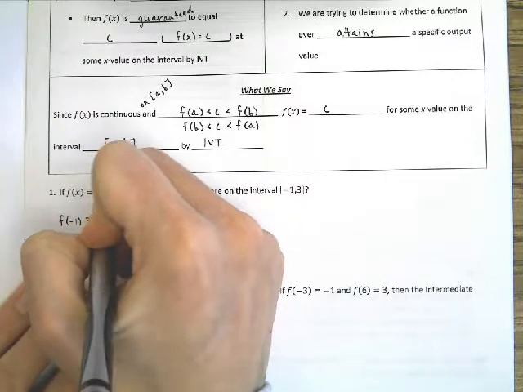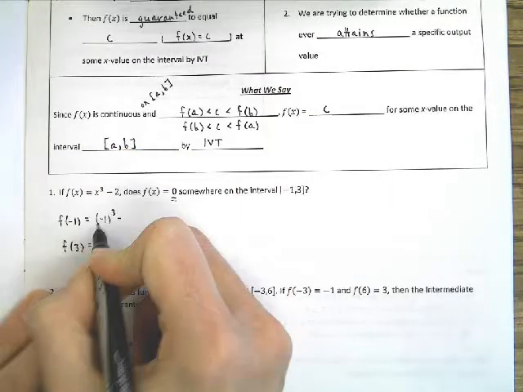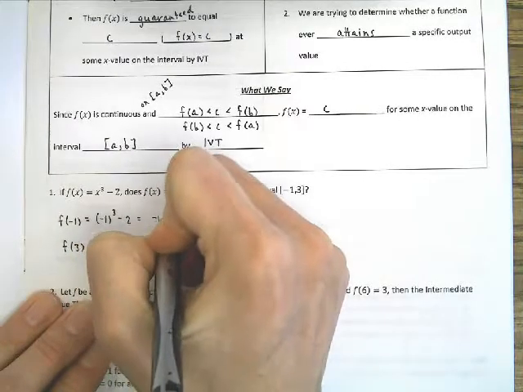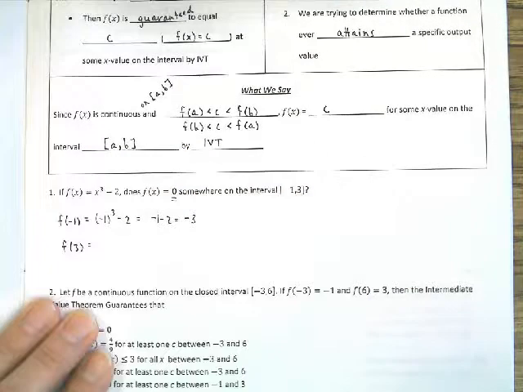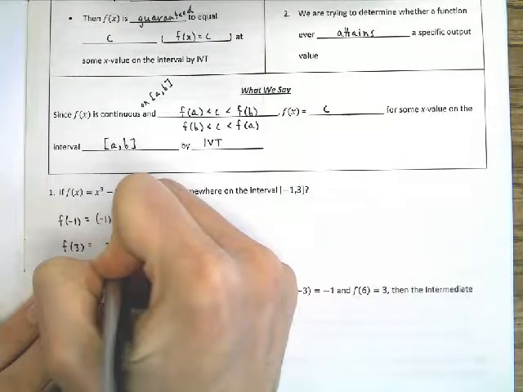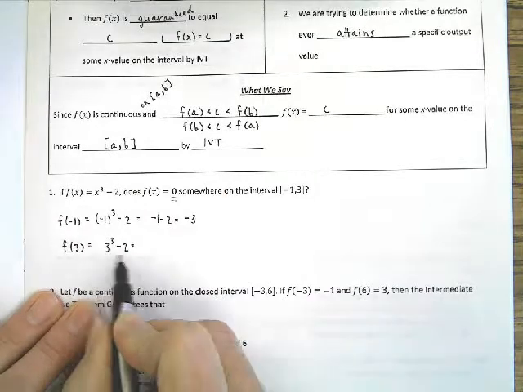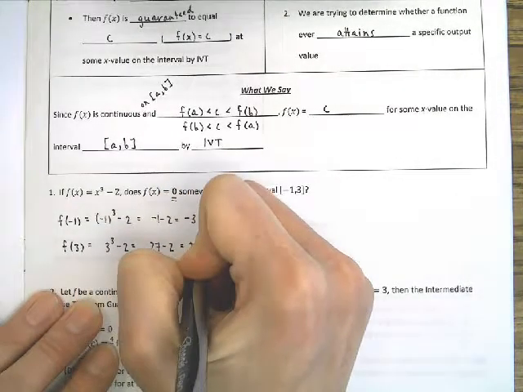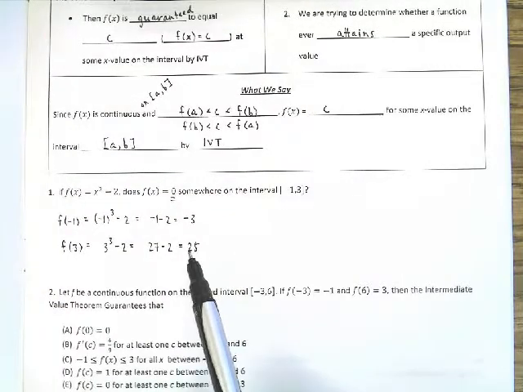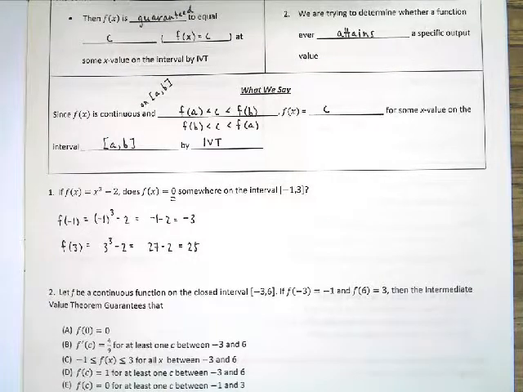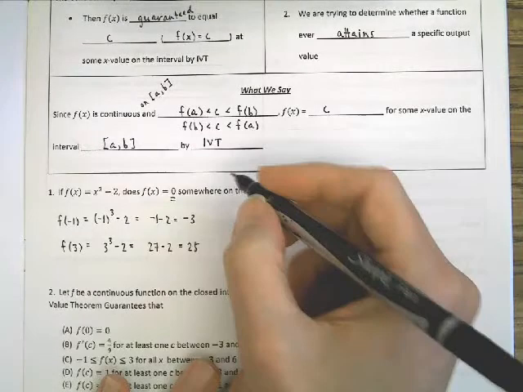So f of -1, I'm just going to plug that back in. -1 cubed minus 2 is just going to be -1 minus 2, or -3. For f of 3, I'm going to have 3 cubed minus 2, which is 27 minus 2, or 25. So now I can see that 0 does fall in between those two values. So by IVT, I can guarantee that the function takes on the value 0.